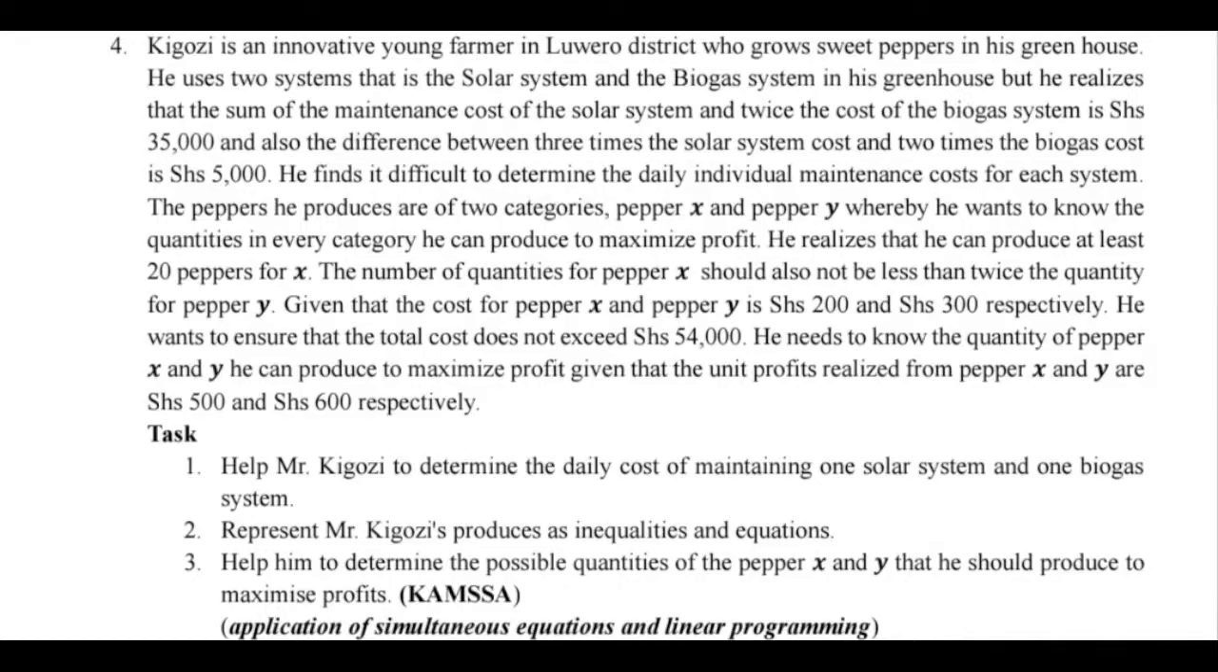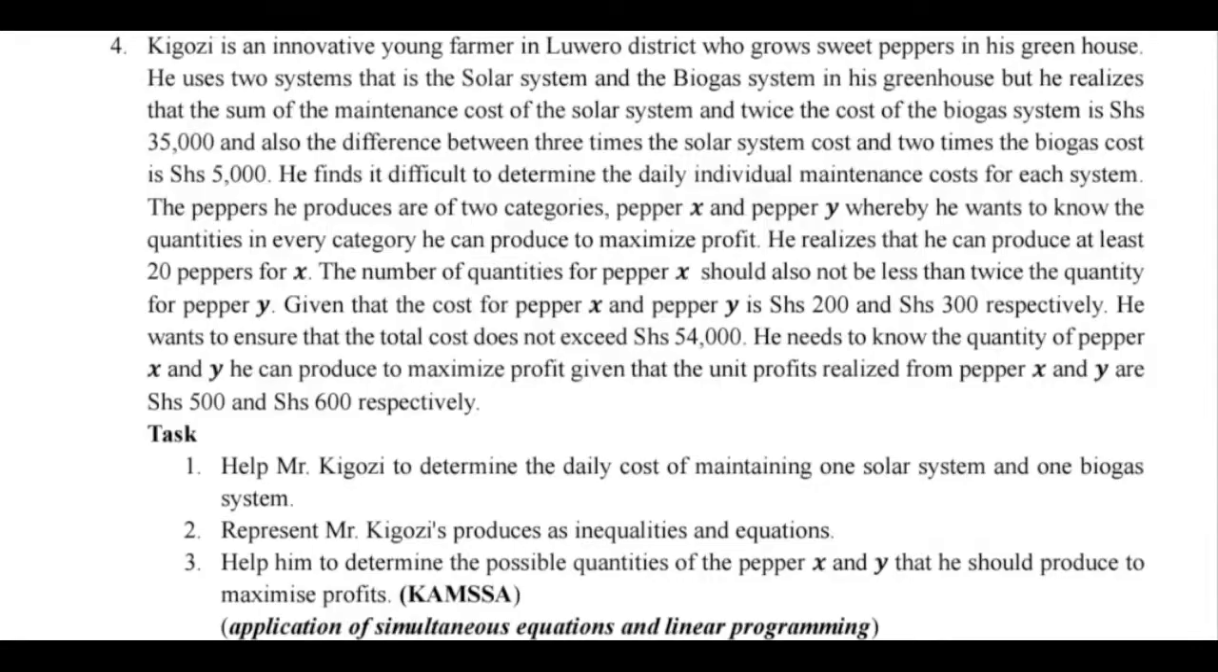When you look at the task, you realize that it is talking about 2 things. Like I have been telling you last time, these items mostly come from the application of simultaneous equations and linear programming. And that is what we are going to be looking at at the moment. So we can continue by seeing the parts of the task.